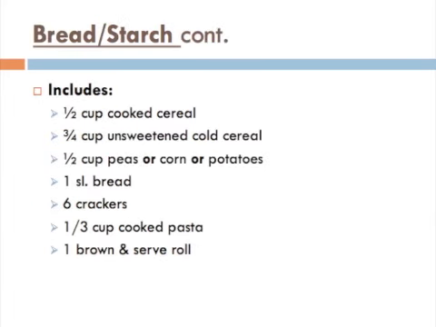Some examples of a bread or a starch would include a half a cup of cooked cereal, such as oatmeal or cream of wheat, 3/4 cup of unsweetened cold cereal, a half a cup of peas or corn or potatoes, a slice of bread, 6 crackers, 1/3 cup cooked pasta, or 1 brown and serve roll. And that would be a small brown and serve roll, not one of your bigger ones.